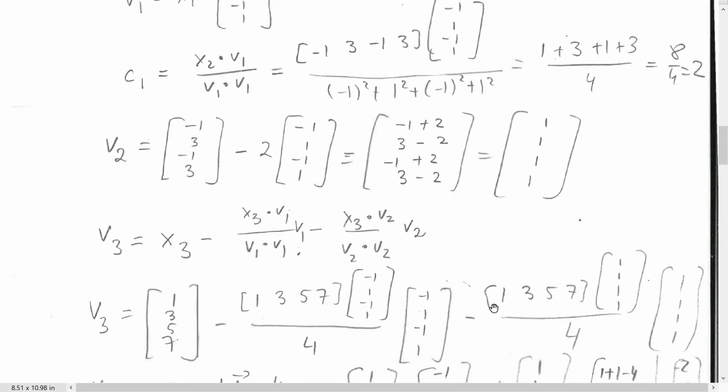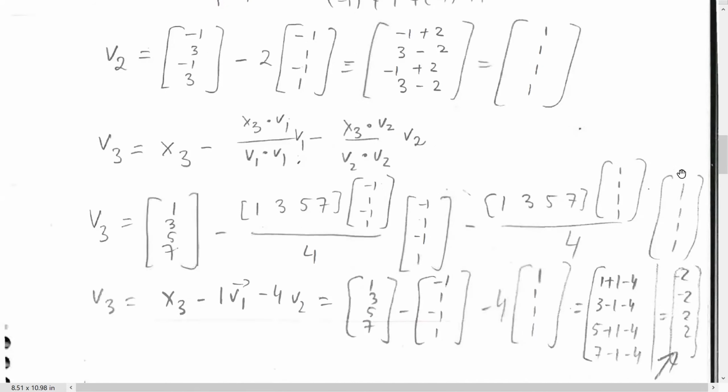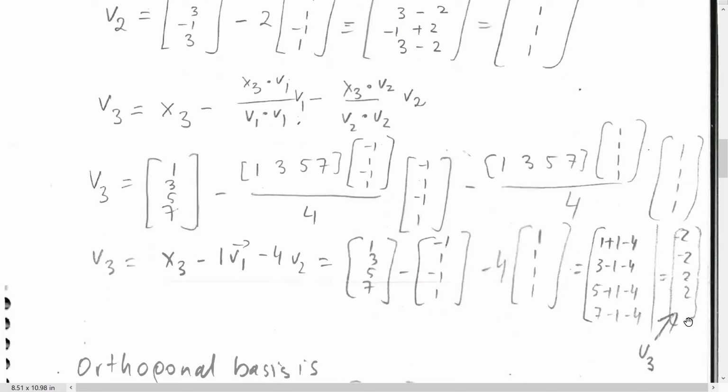now I have x3, which is my vector right here, dot product v2, over v2 dot v2: 1 squared plus 1 squared plus 1 squared plus 1 squared is 4. So that's why I have the 4 right here. Then we have times the vector right here. So I rewrite x3, and I calculate this scalar as minus 1 times the vector v1, minus, and this would be 16 divided by 4 is negative 4 times the vector v2. So if we perform the calculation, this is the vector v3.